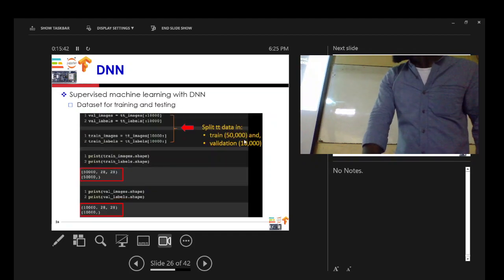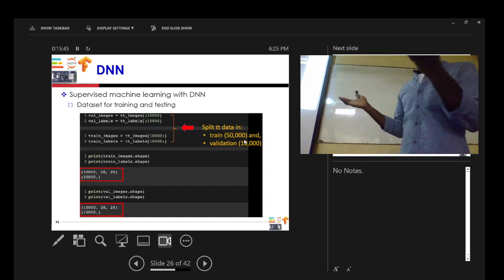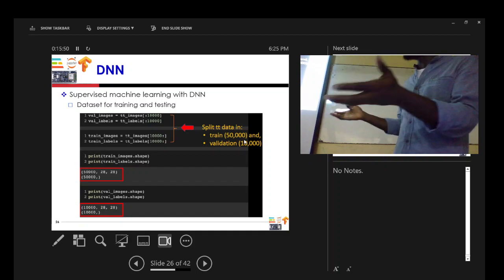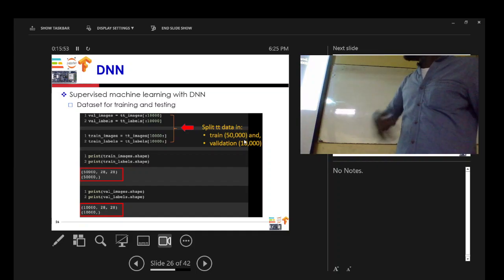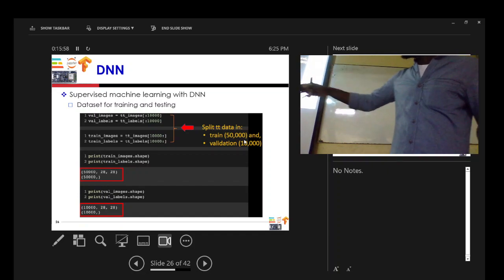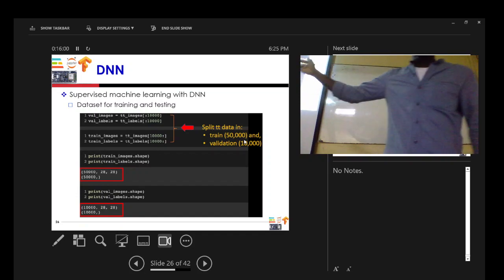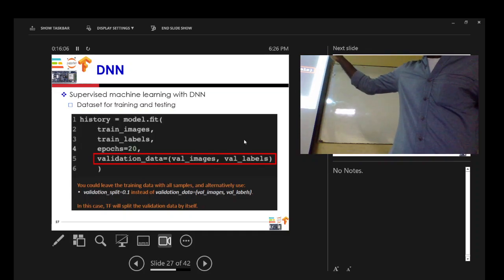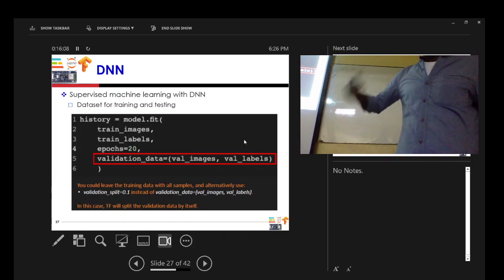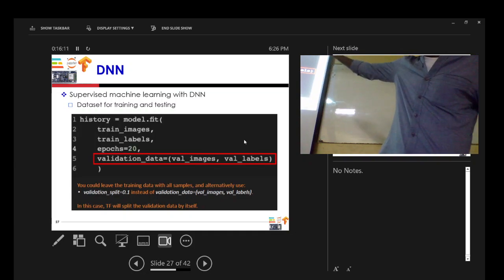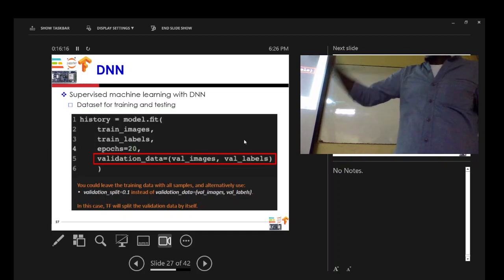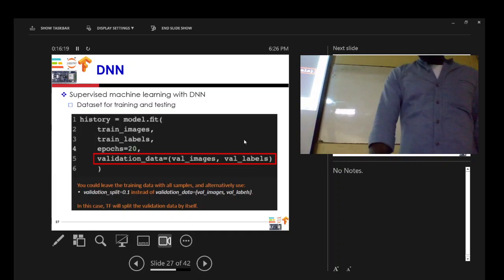And then here, all you do is split your training images into validation images and training images. The training images will be 50,000 and the validation images will be probably 10,000, right? After that, model.fit is when you start to train your network. You give it your training images, your training labels, the epochs, and also the validation data. So it will be training while validating, right?